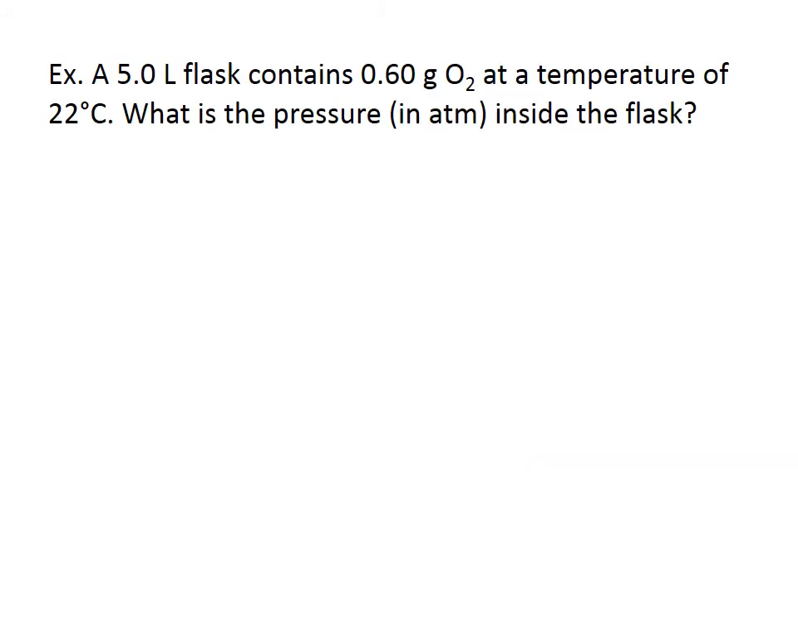So let's look at an example. A 5.0 liter flask contains 0.60 grams of oxygen at a temperature of 22 degrees Celsius. And we want to find out what is the pressure in atmospheres inside the flask. So the unit of pressure is specified here. We need it in atmospheres. So we look at our equation. We need PV is equal to nRT.